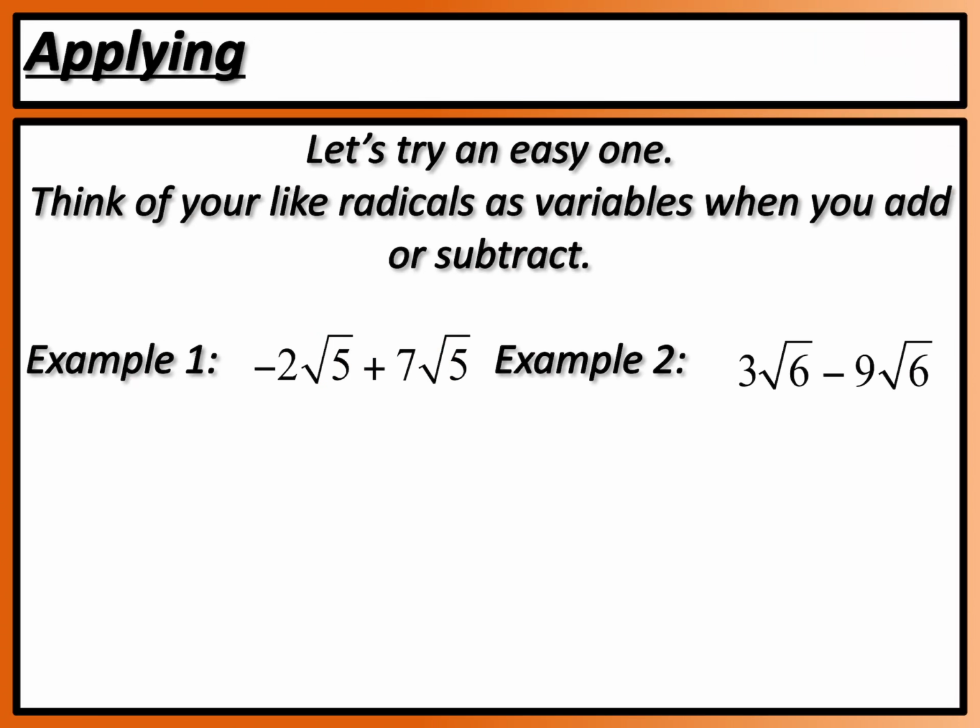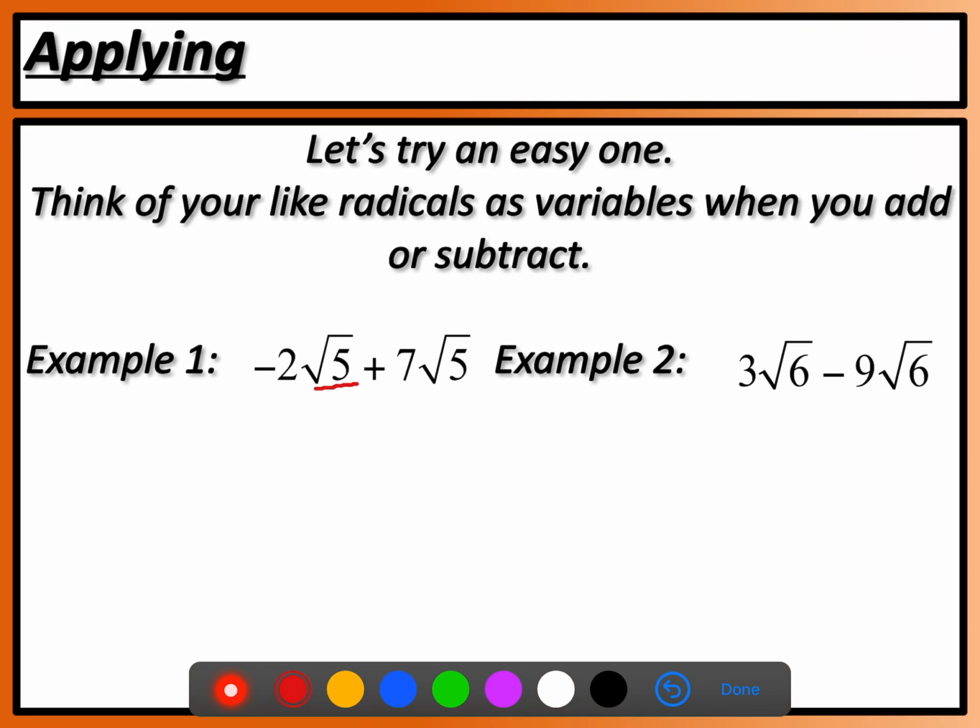Okay, so if we look at these really easy basic examples to start off, I have the same number underneath the radical. So that's like having negative 2x plus 7x. That makes them like terms. So now all I'm going to do is negative 2 plus 7, which gets me a coefficient of 5. And then we're going to keep our radical the same. And that's it. That's our final answer.